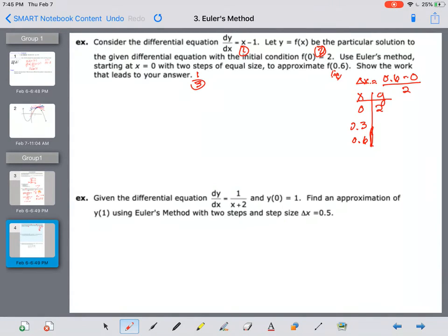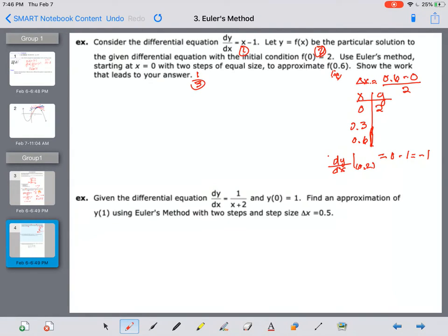Okay, now once I have all of that information, now it's time to start using that point that we know, that 0, 2, and figuring out what our dy dx is at that point. Okay. So I'm going to evaluate it at 0, 2. And all we're doing is plugging into that dy dx is equal to x minus 1. So 0 minus 1 gives us negative 1. So there's our slope.